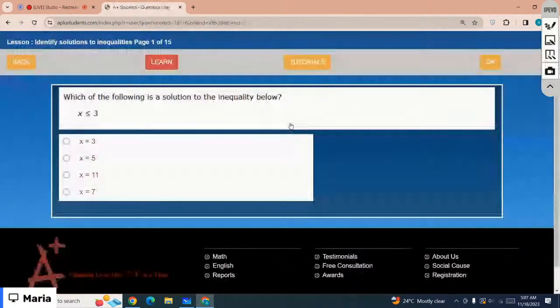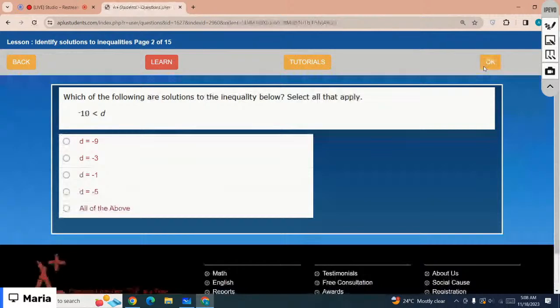Okay, x is less than or equal to 3. Which of the following is a solution to the inequality below? x is less than or equal to 3. The options you are given are x equals 3, x equals 5, x equals 11, and x equals 7. So which is the correct option? The correct option is the one that is less than or equal to 3, right? Just look at the options 3, 5, 11, and 7. 5, 11, and 7 are greater than 3, right? And the first one isn't less but equal. So x equals 3 is the correct option. Got it?